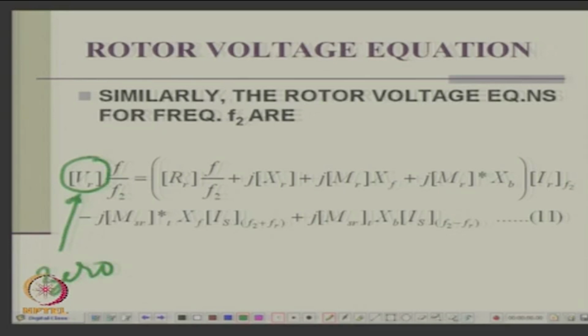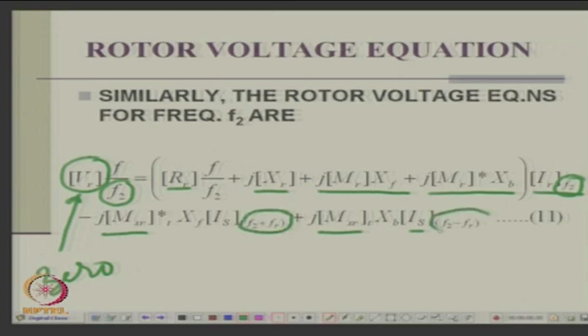Then similarly for rotor voltages, of course, this should be 0 normally. For the rotor voltage equation we also write resistance, mutual leakage reactance, then its own self reactance MR and MR star XB into IR of that frequency F2. Then it will be the induced voltages due to MSR transpose conjugate XF, MSR transpose XB. So, a frequency F2 in the rotor is due to its own frequency F2 in the rotor, plus there is a stator frequency F2 plus Fr and other stator frequency F2 minus Fr. Both of them will induce this. Okay.